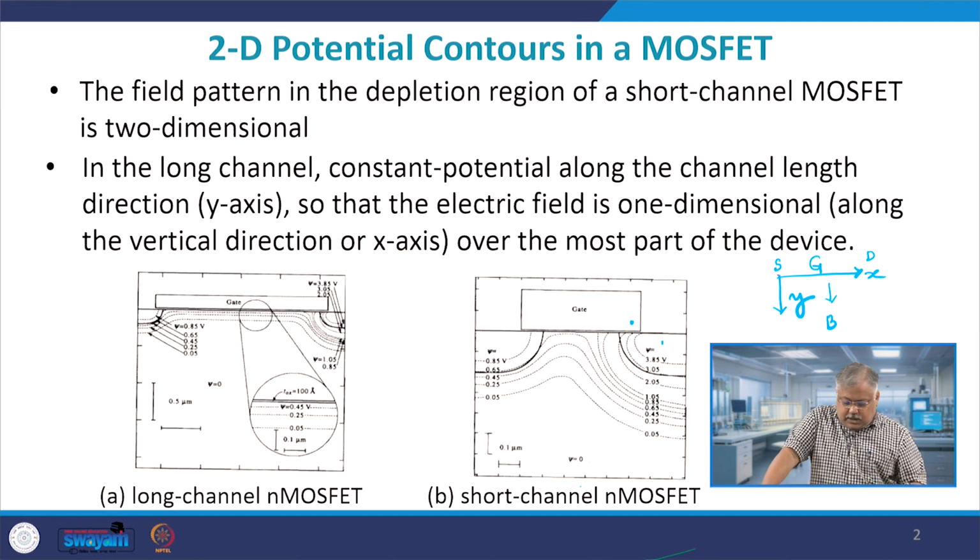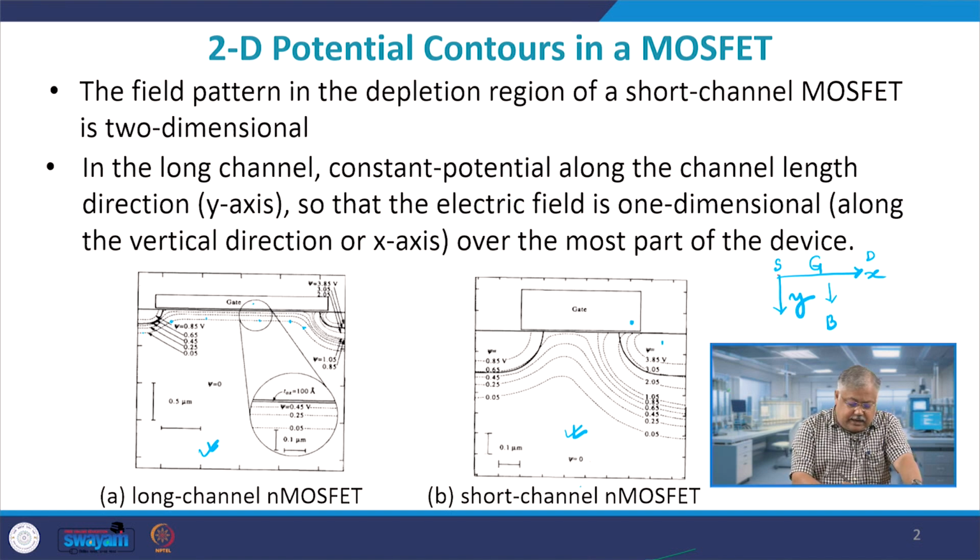Now, if you look at the device dimensions, the first device on the left hand side is basically a long channel MOSFET, and on the right hand side is a short channel MOSFET. The discussion of short and long has already been taken care of in the earlier classes. Now, in the long channel MOSFET, if you see very carefully, these dotted curves are equipotential lines. These are the points which have equal potential as you move from source to drain.